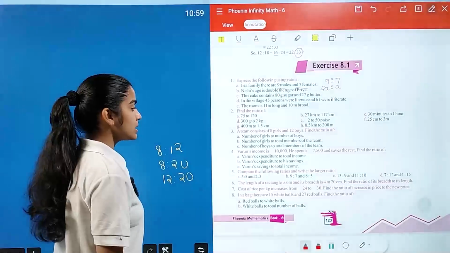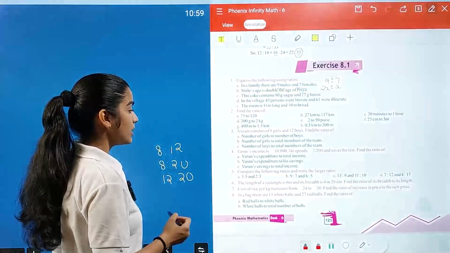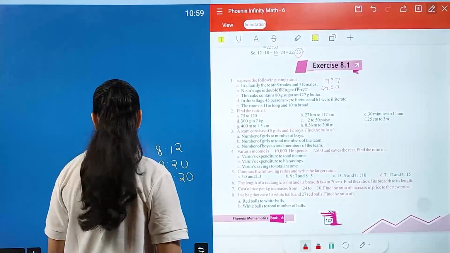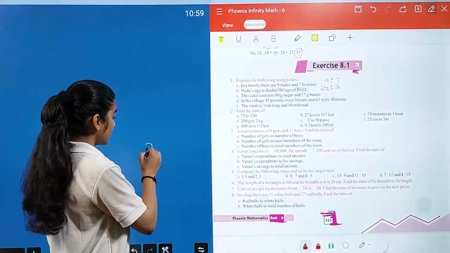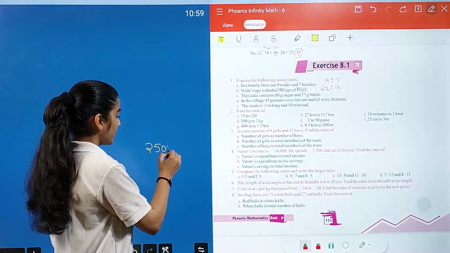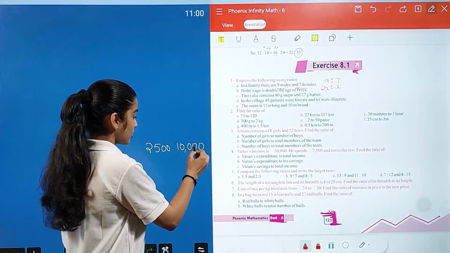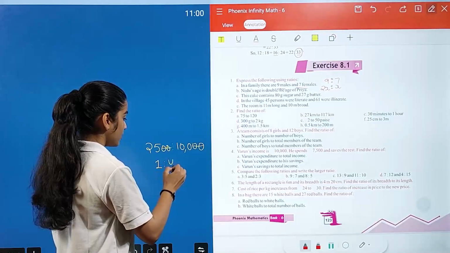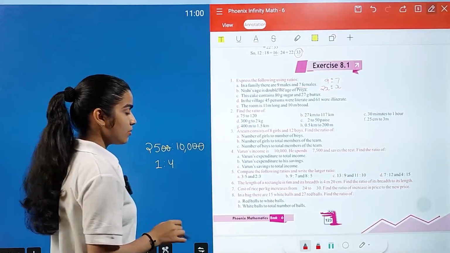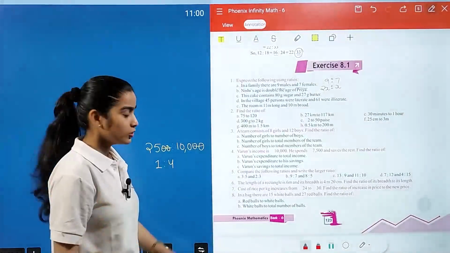Now Varun's income is 10,000. He spent 7,500 and saved the rest. Find the ratio of Varun's expenditure to total income. 2,500 is to 10,000. You can solve it. 2 zeros are cancelled out with 2 zeros. Here we have 1 and here we have 4. This is the ratio. So the same you have to do as I do in question number 3. So the rest 2 parts you have to do on your own.